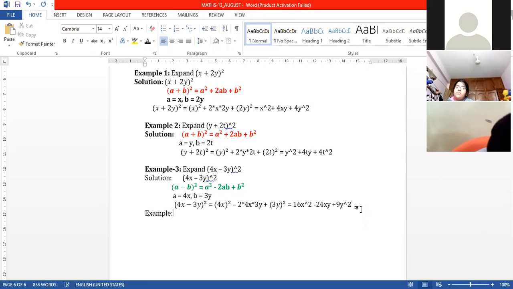Example 4, note down, everyone. This question you will solve, students. Expand 2t minus 3g whole square. Start solving this question, everyone. Expand (2t minus 3g) whole square. (a minus b) whole square, I want to apply here.